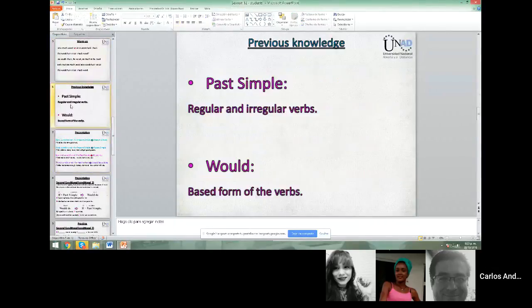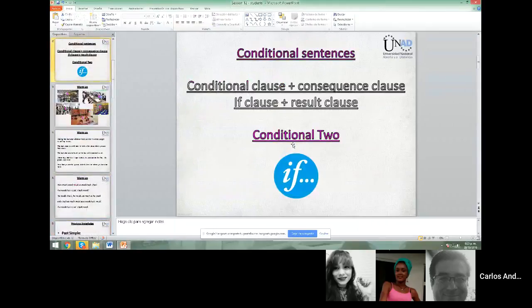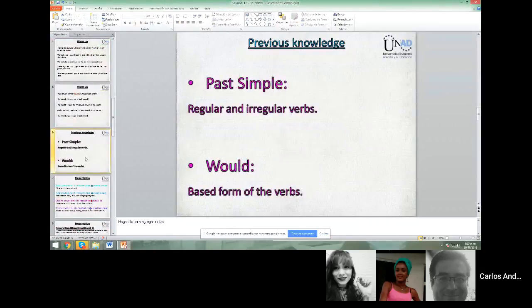So this is the previous knowledge that we have for today because we are going to approach the conditional too, okay? What we need to know to approach this topic is very, very easy. We need to know about the past simple of regular and irregular verbs, and of course, how to form negative statements and interrogative statements in past simple, and affirmative statements. And we need to know about the modal verb would. So this is very important.